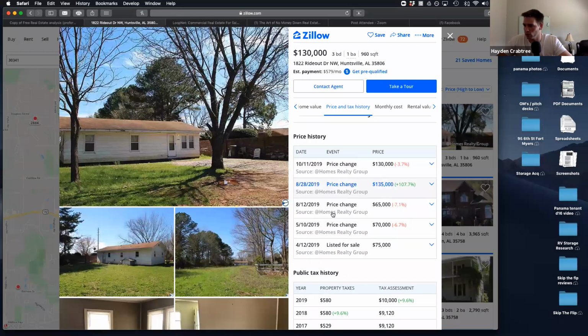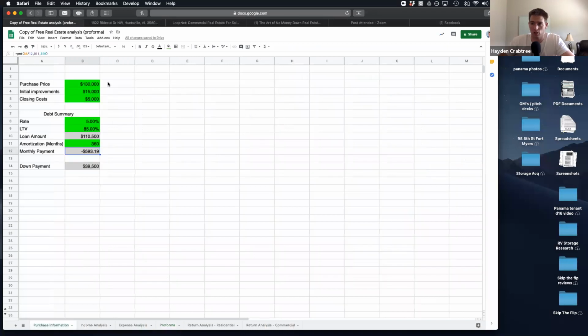As you can see here, they had it listed from $65,000 to $135,000. So they may have thought, for some reason, maybe they got a new realtor or something like that, they thought they could sell it for more. But let's say we could pick this house up from them for $70,000 instead of $130,000. What I'm going to do, and this is just negotiating, is come back and say, hey, the numbers don't work on this property. Let's look at it at $70,000. So whenever I type in $70,000 here, it's going to change my down payment. It's going to change my monthly payment. My income and expenses are going to stay the same.